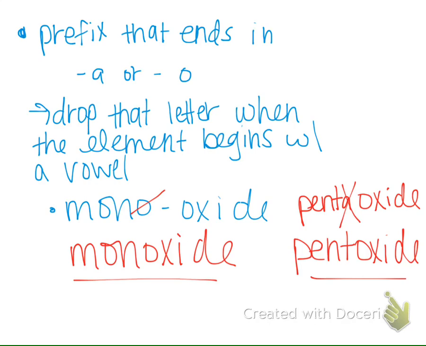Okay, so those are the rules for covalent compounds. We're going to do just some easy practice here. It's important to remember that the first element doesn't get a prefix unless it has a subscript. So that just keeps its name. There's no change to the name of the first element, it's just the prefix plus the element name.